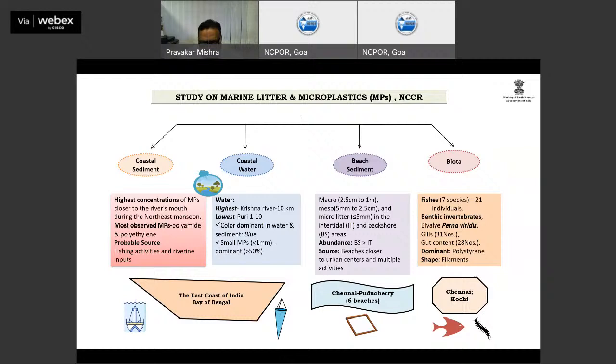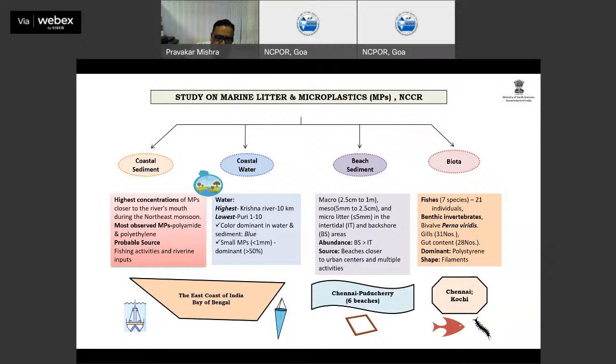The highest concentration of MPs was close to the river mouth during the northeast monsoon. That is what we observed in the sediments. Most observed MPs were polyamide and polyethylene, and the probable sources are the fishing activities. Similarly, in the coastal water along the east coast of India, we got the highest at the Krishna River at 10 kilometer distance, and the lowest at Puri on the Orissa coast. The dominant color in the water and sediment is blue, and small MPs, less than 1 millimeter, are dominant.